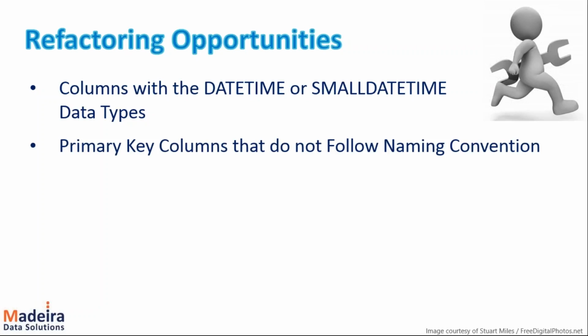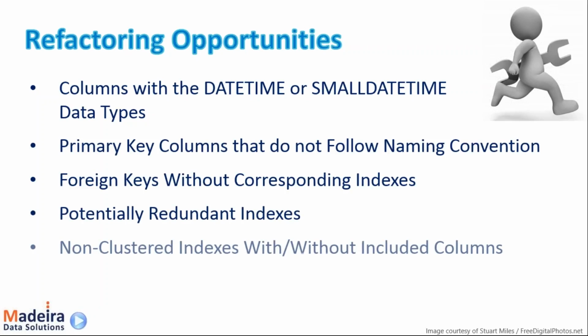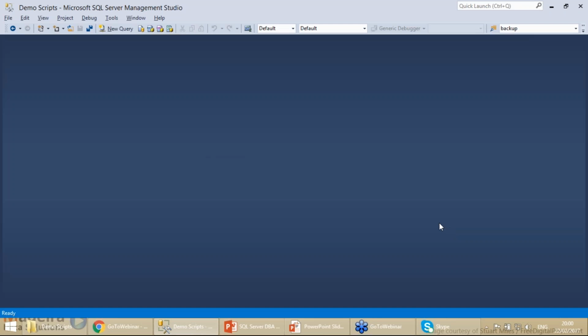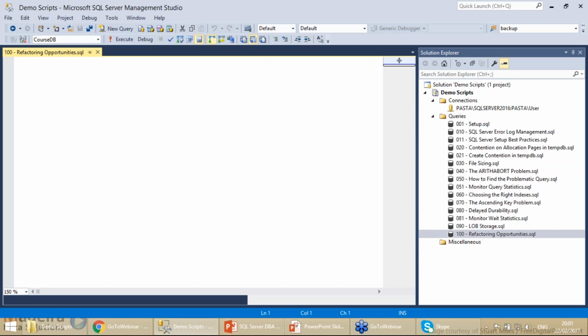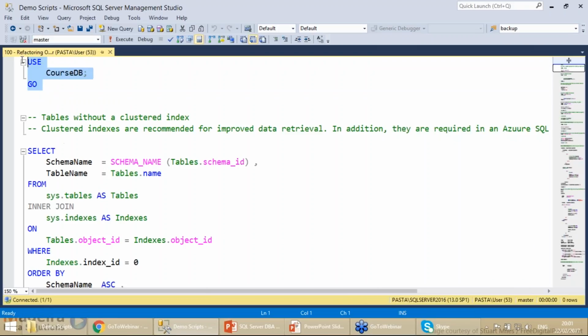There is some example here for primary key columns that don't follow naming conventions. Foreign keys without corresponding indexes, I talked about that before. Also, redundant indexes. I want to look at non-clustered indexes with and without included columns, because many DBAs and developers are not familiar with included columns, which is a great feature. I want to make sure that they use it correctly, so I look for that. So I will go quickly over those scripts. Of course, you can go through them later. You can download the scripts.